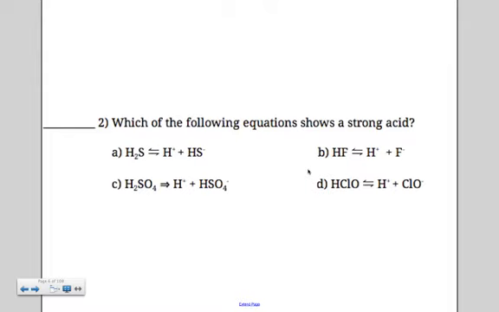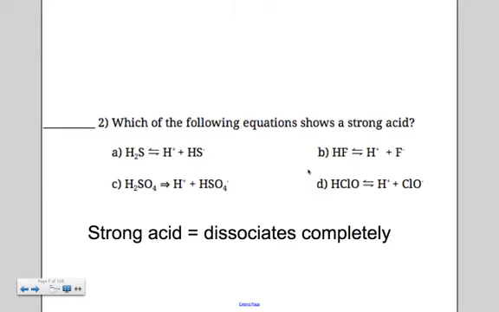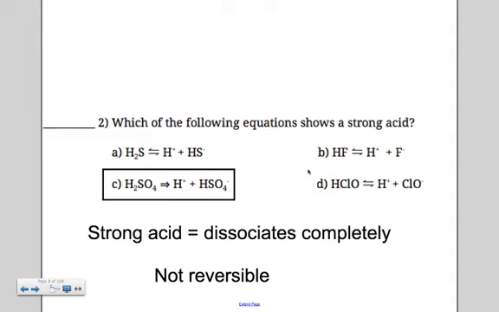Which of the following equations shows a strong acid? Well, the way to identify the strong acid, because you're not expected to memorize strong acids and weak acids by list form, is to look at the arrows. A strong acid dissociates completely, which means that reaction is not reversible. The only one of these options that is not a two-way arrow is choice C. It only goes from left to right. It is a forward reaction only. So that is the correct choice. That is the strong acid.